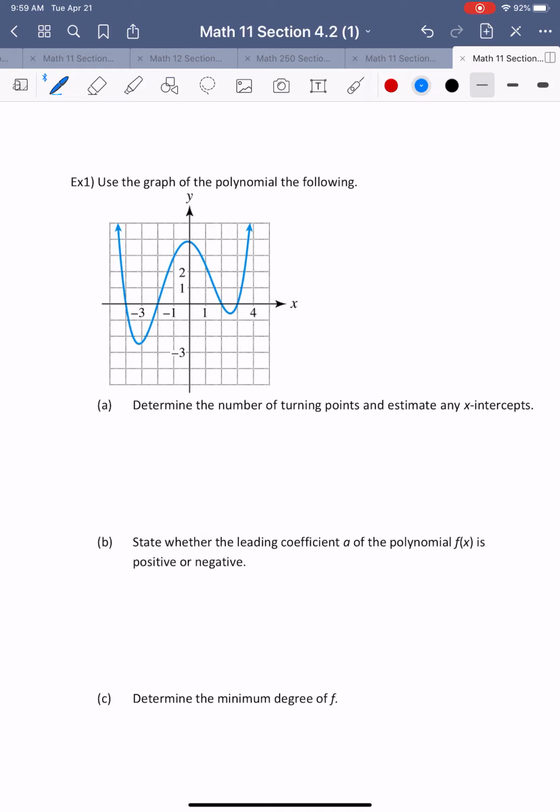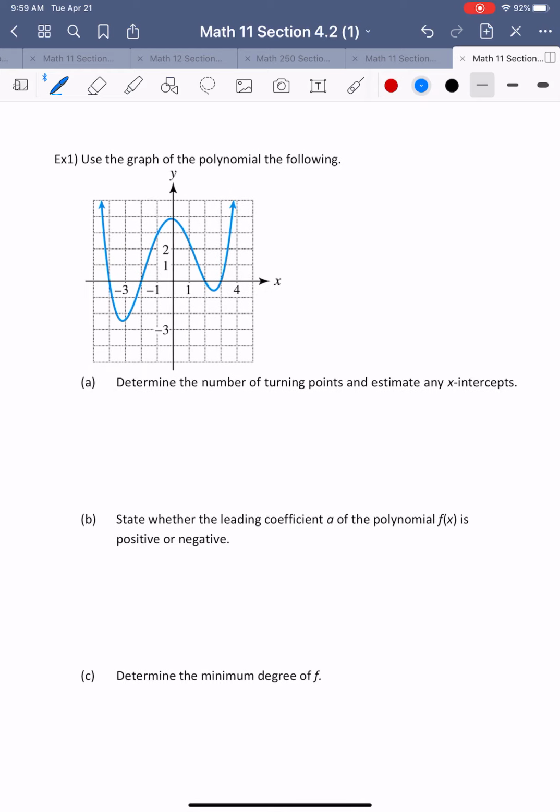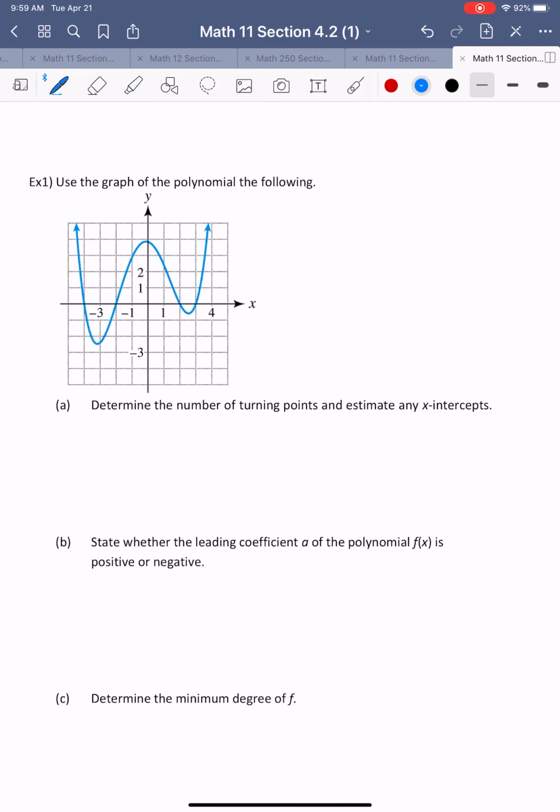When we get to the real problem, use the graph of the polynomial. For the degree, I want to say the degree could be at least 4. It could be higher, but at least 4. Because the ends go in the same direction, I want to say a is positive. And there are 4 x-intercepts, which means 4 solutions. So that's why I said the least degree is 4.